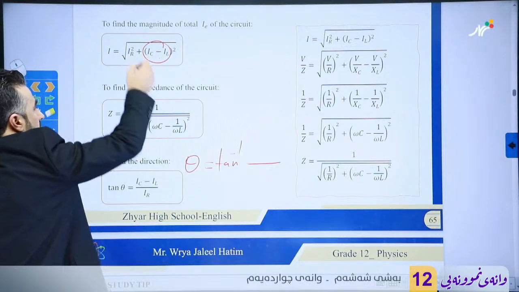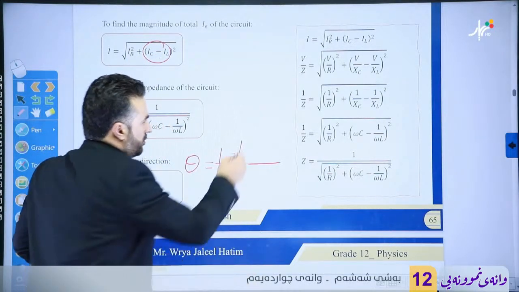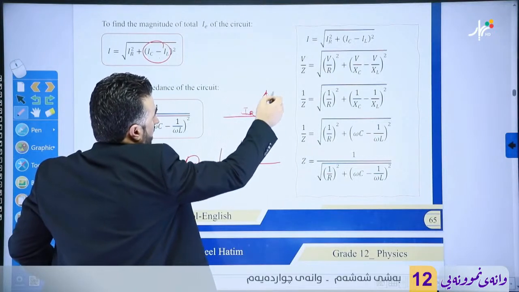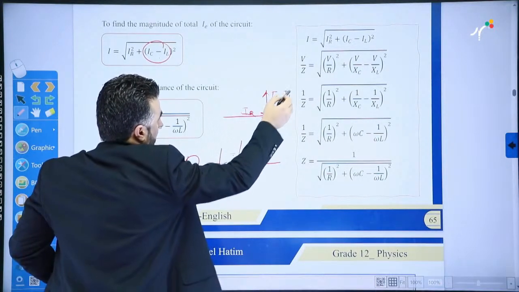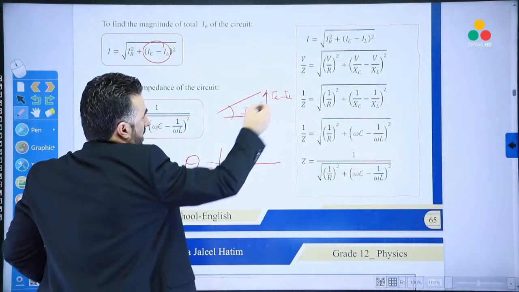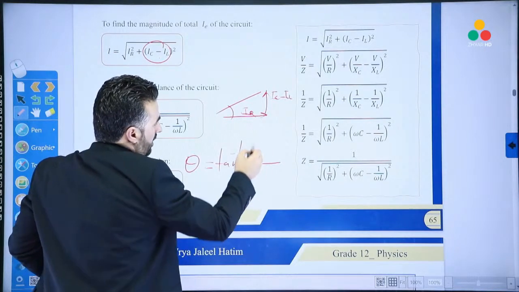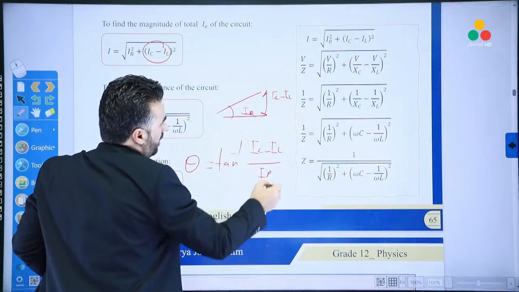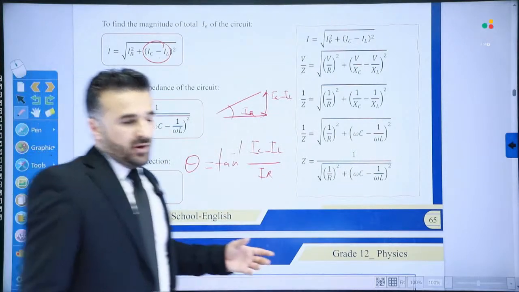So we're going to say this over this one right here, because if we draw this one, that is IR, and then of course we had IC minus IL here, yeah? So obviously for tan theta, opposite over the adjacent, we get IC minus IL over IR here. So this is what you do, but be careful here.